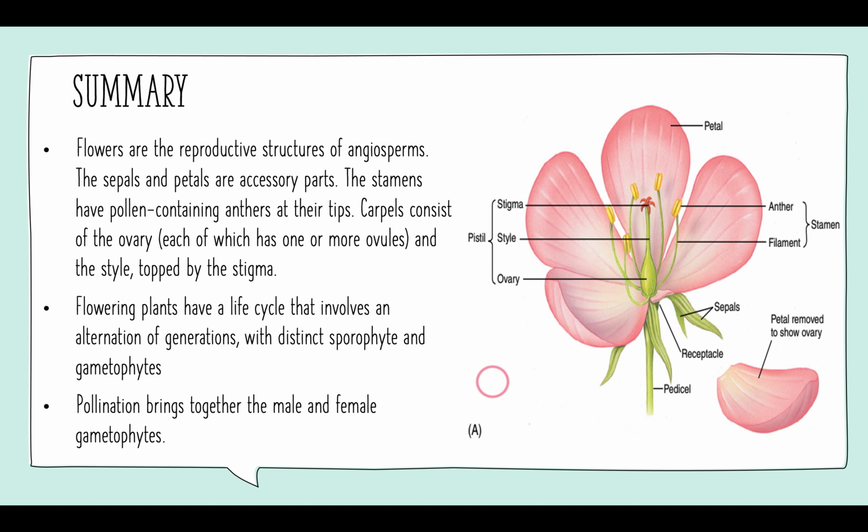Now we conclude this video by summarizing the following key concepts. Flowers are the reproductive structures of angiosperms. The sepals and petals are accessory parts. The stamens have pollen-containing anthers at their tips, and carpels consist of the ovary, each of which has one or more ovules, and the style, which is topped by the stigma. Flowering plants have a life cycle that involves an alternation of generations with distinct sporophyte and gametophytes, and pollination brings together the male and female gametophytes.